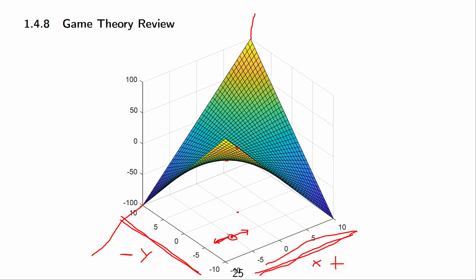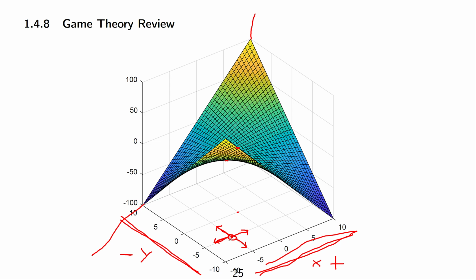The y player controls the y-axis, so the y player can move the point in this direction, or it can move the point in this direction. So where does the player want to move? The player wants to move in this direction. For example, y could move the y coordinate to -4, and then -4 times -5 is 20. So while the value is still positive, it gets a bit smaller, and the y player would be a bit happier than before.